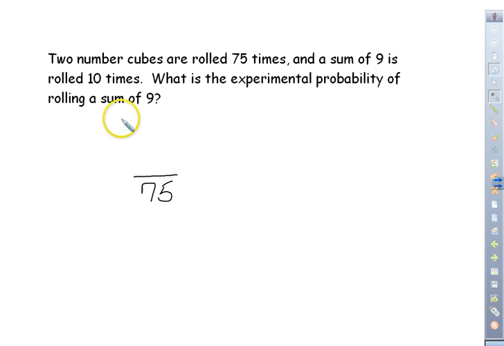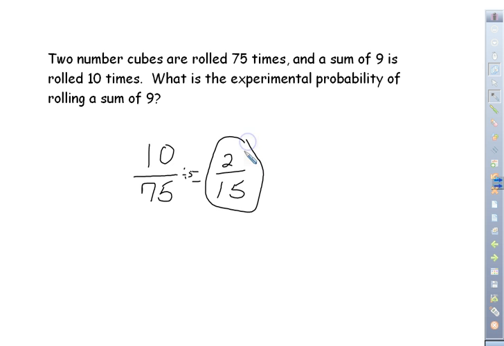A sum of 9 is rolled 10 times. Well, how many times did they roll it? Total of 10. Okay, so my answer to this then is simplifying this by dividing by 5 to get 2, and then 75 divided by 5 is going to give you a total of 15. So my answer is 2/15.